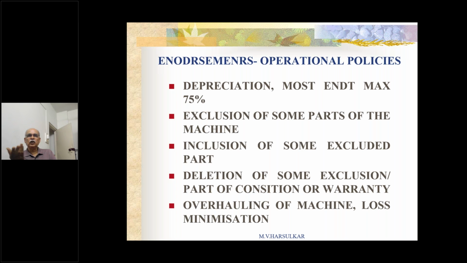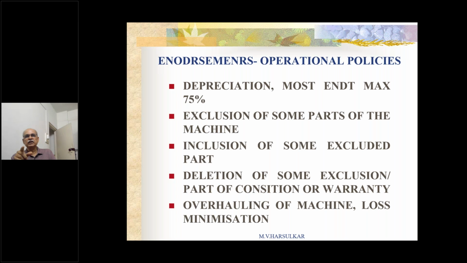The example is valves, tubes, and all these things. Valves and tubes exclusion is there in the electronic equipment policy also, and machinery breakdown also. But if you go to the endorsement, valves and tubes with depreciation are covered. So that excluded part is covered in the policy by way of this endorsement.